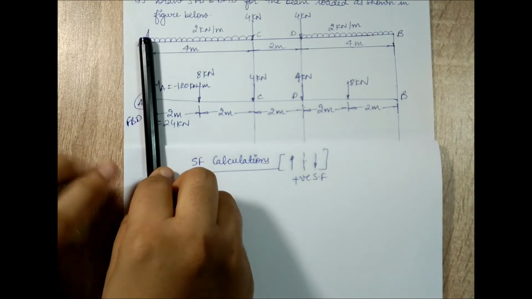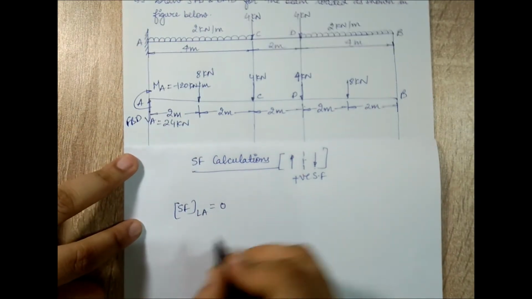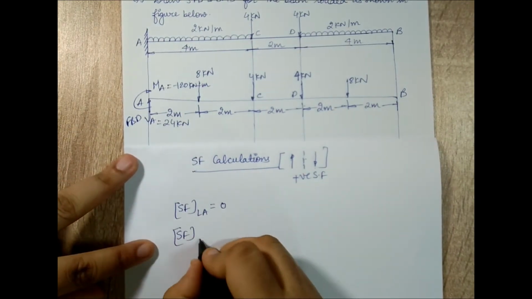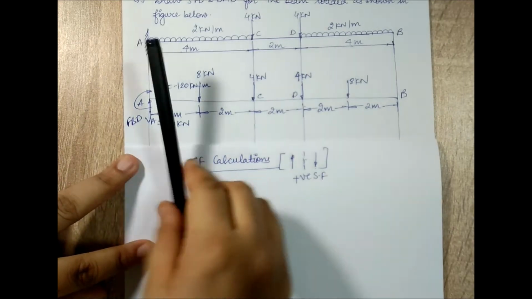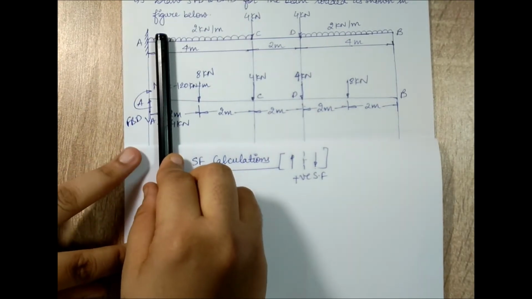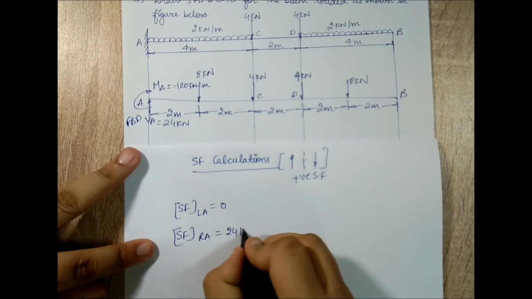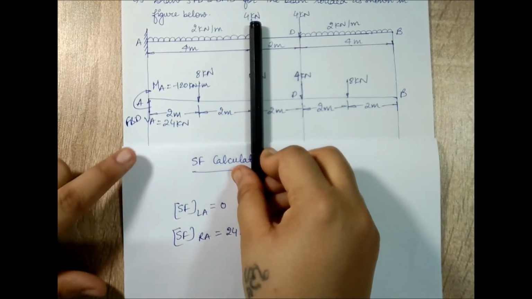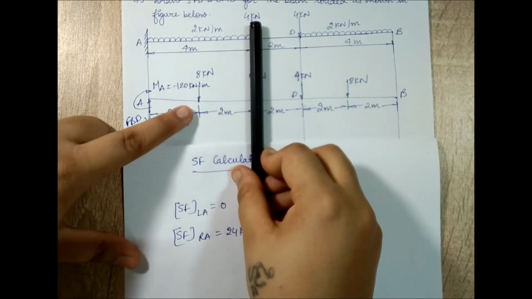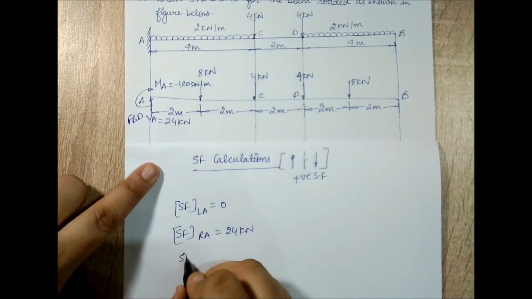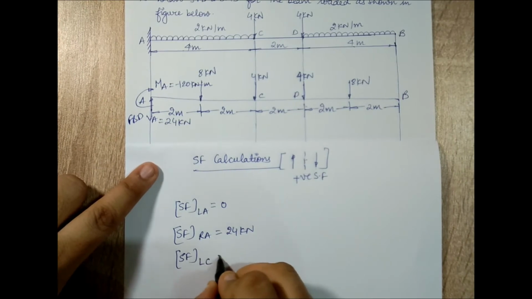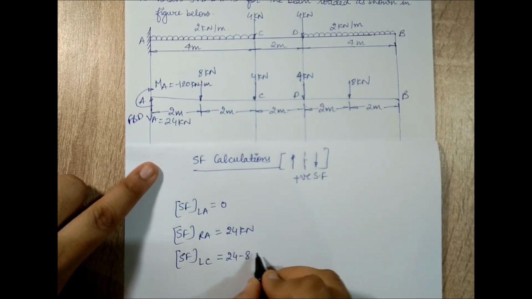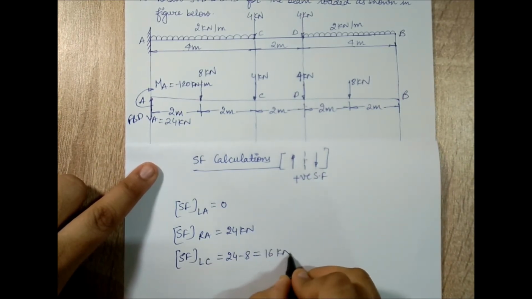So I'll stand at A, I'll look to the left, no shear force, so this is 0. Shear force to the right of A. When I walk past A, I can see VA, so it will be 24 kilonewton. When I stand at C and I look to the left, I can see 24 upwards, 8 downwards. So I have shear force to the left of C as 24 minus 8, 16 kilonewton.